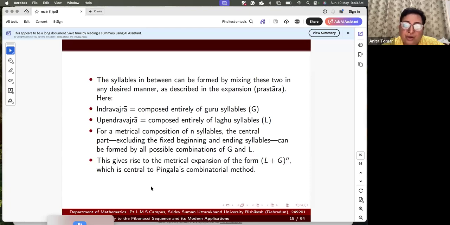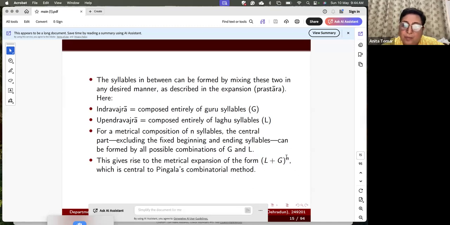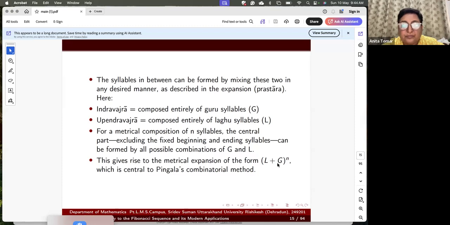For a metric composition of n syllables, the central part, excluding the fixed beginning and ending syllables, can be formed by all possible combinations of G and L in n places. So this gave rise to a metrical expansion of the form (L + G) raised to n, which is central to Pingala's combinatorial method.